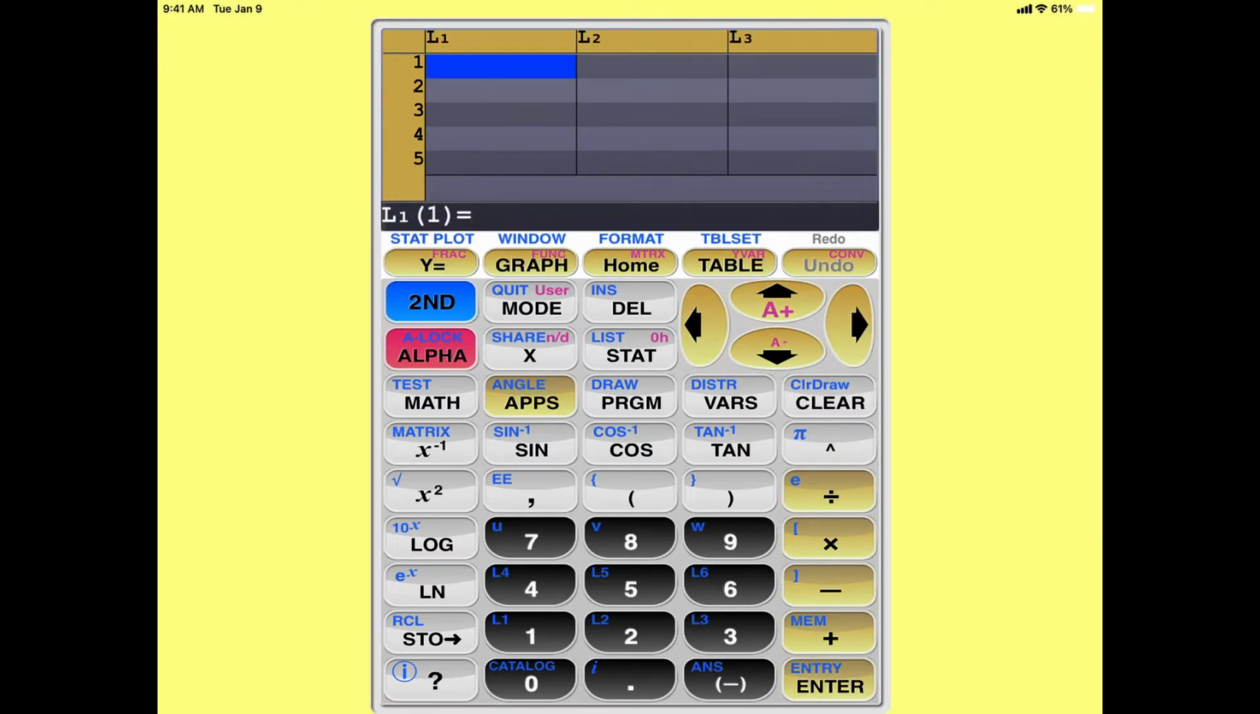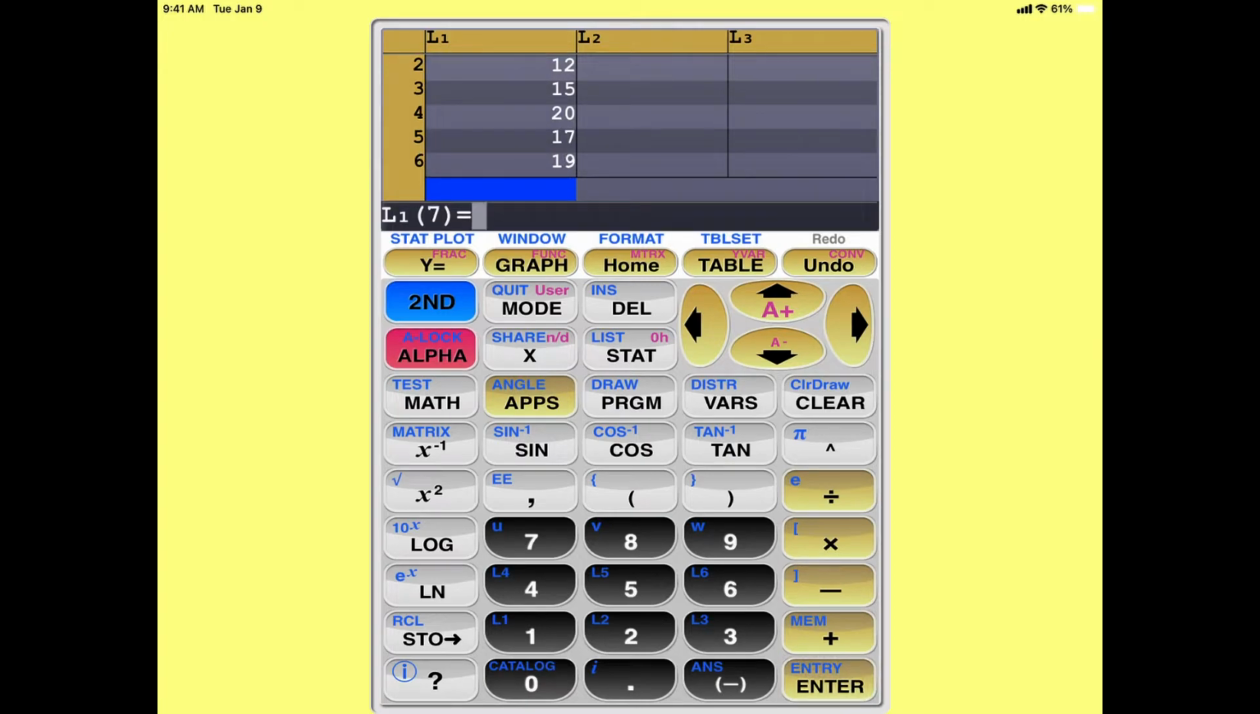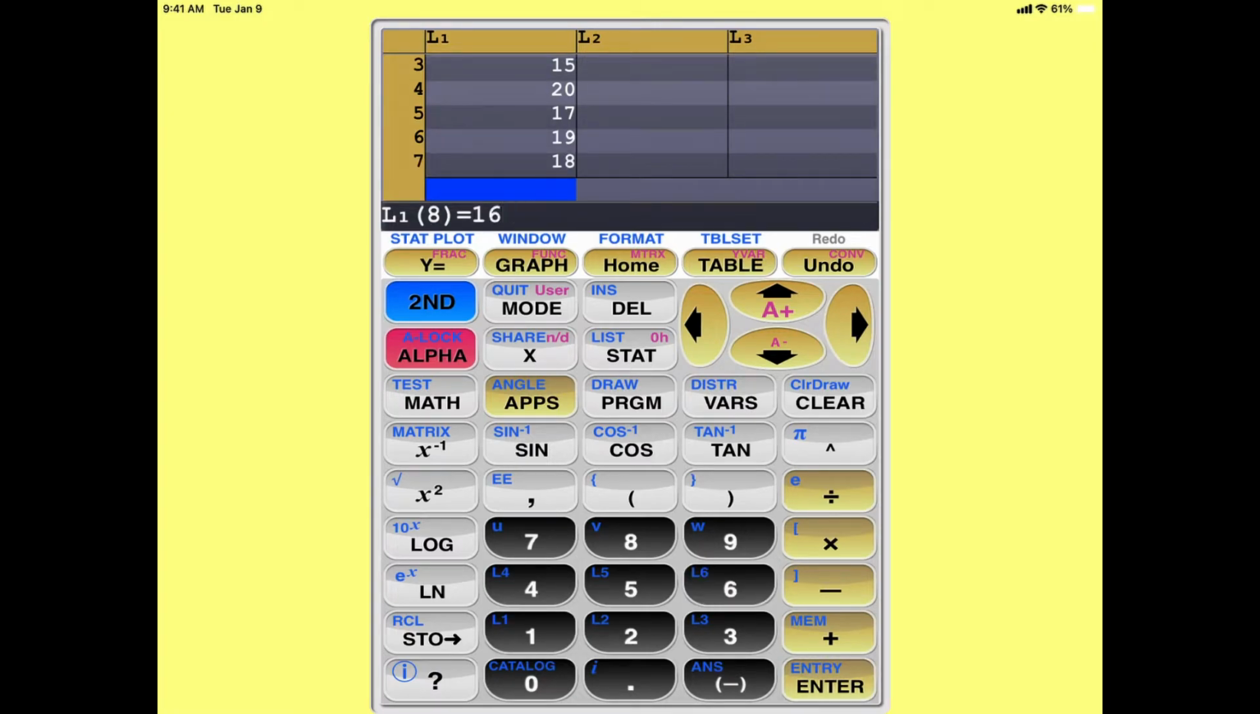Okay. And you're just going to put in the numbers. 26, enter. 12, enter. 15, 20, 17, 19. And the nice thing is you look there, it says list 1, 7th. That means it's the 7th number. And this will help you double check just in case you make a mistake inputting your numbers.